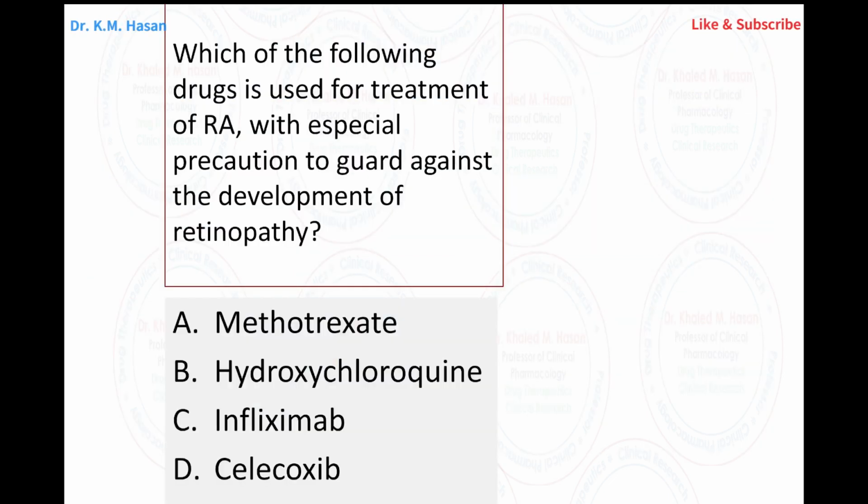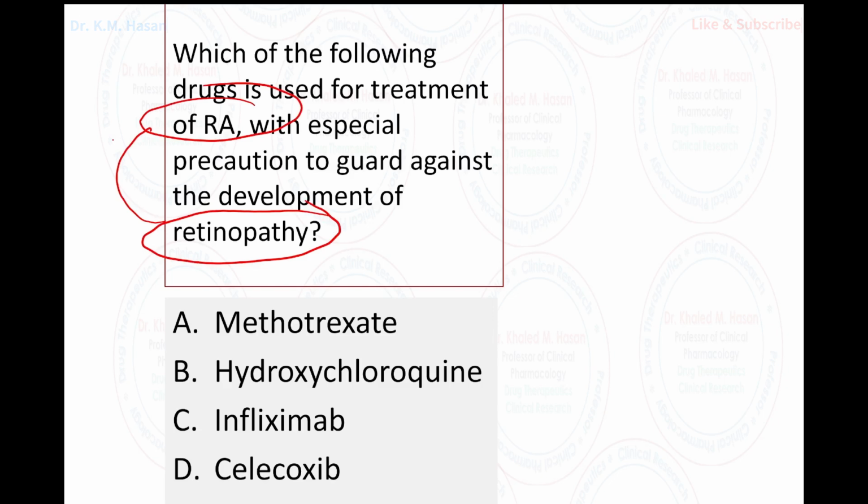Okay, which of the following drugs is used to treat rheumatoid arthritis with a special precaution to guard against the development of retinopathy? So, a medication used for RA, but this medication may cause retinopathy. We have methotrexate, hydroxychloroquine, infliximab, and celecoxib.